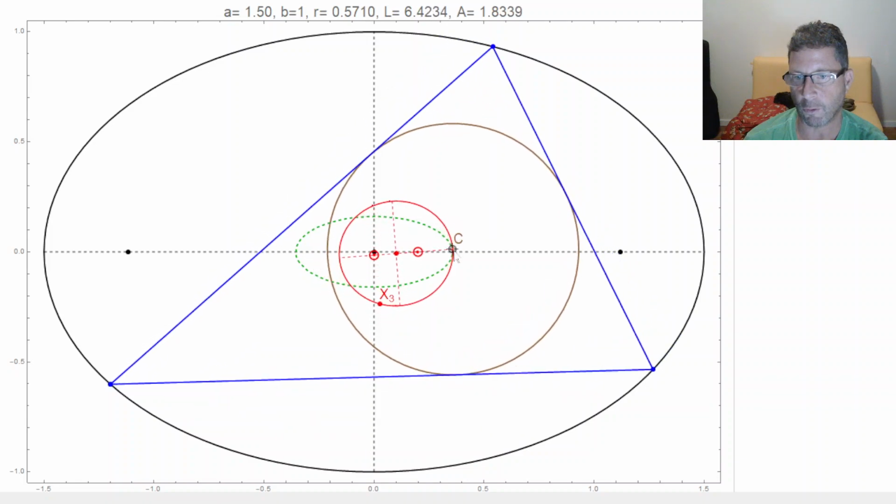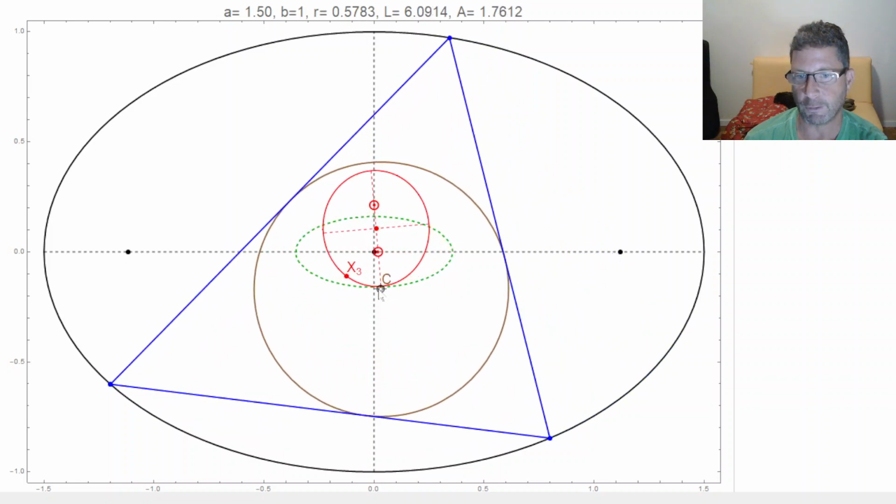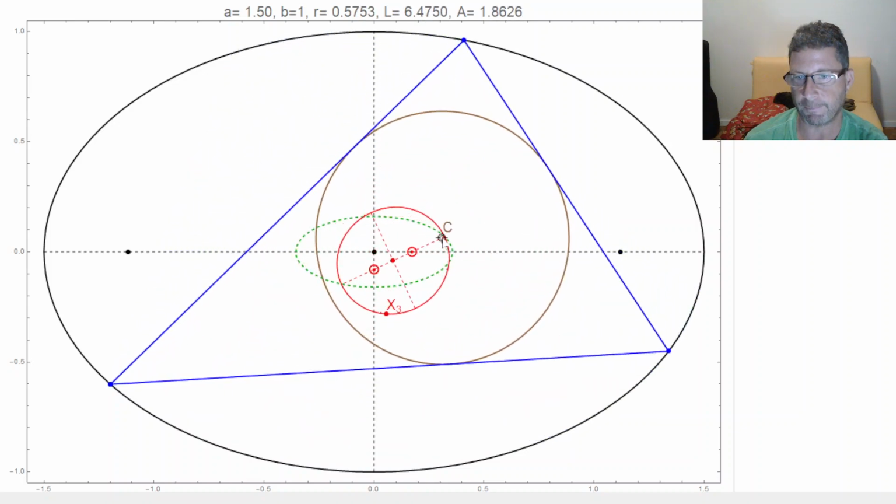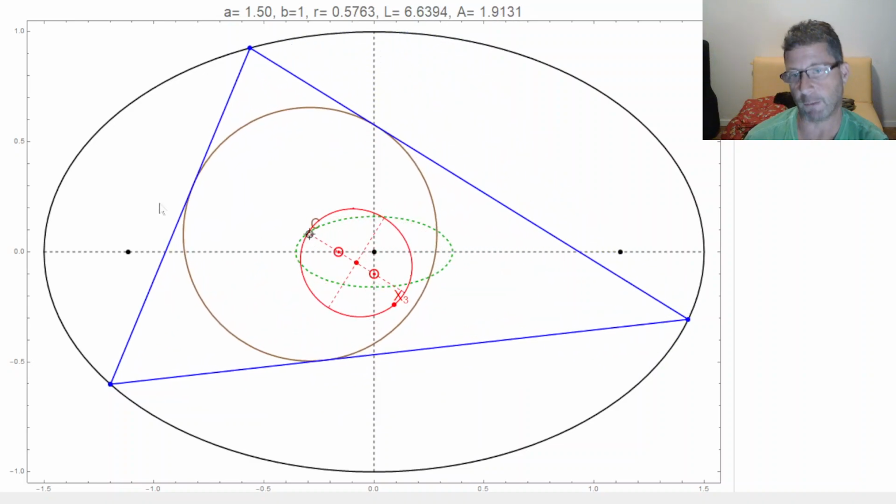lie on the locus. Now a challenge for the viewers here is to try to compute this thing algebraically. I did everything numerically here. And I would like to know if this region, for example, is a true ellipse.